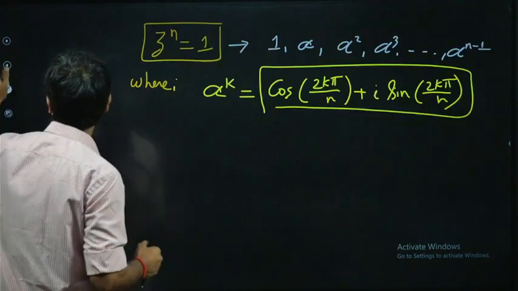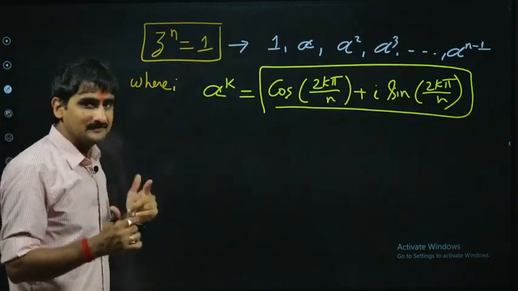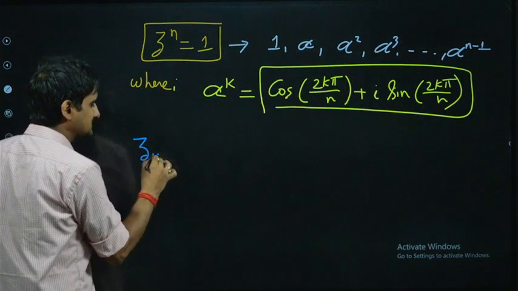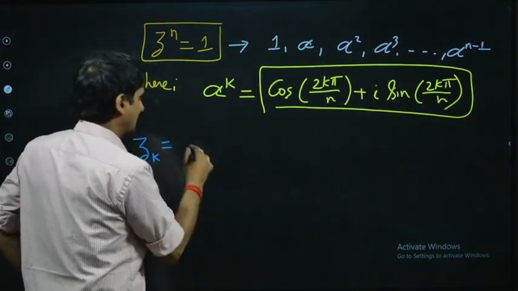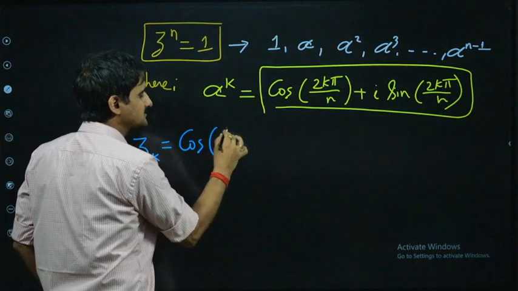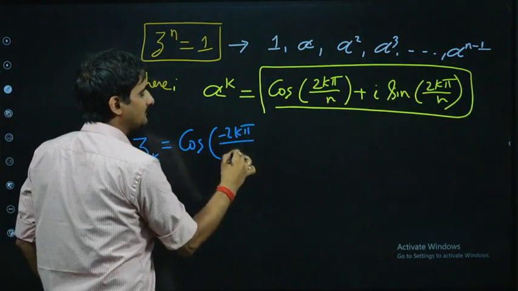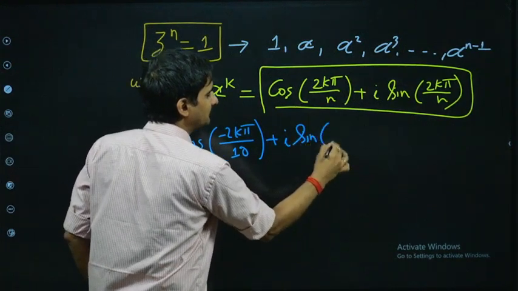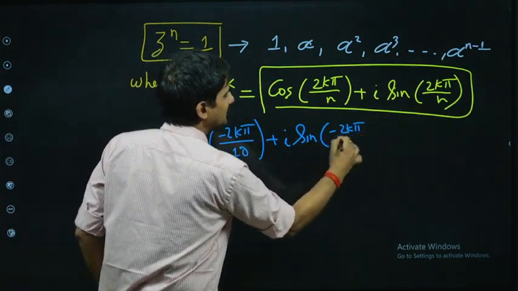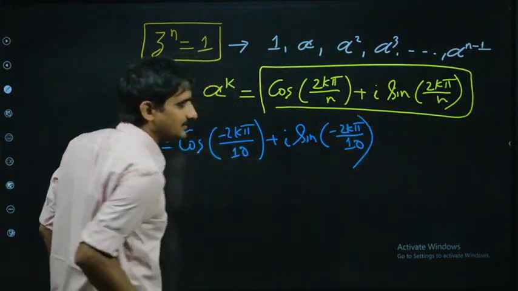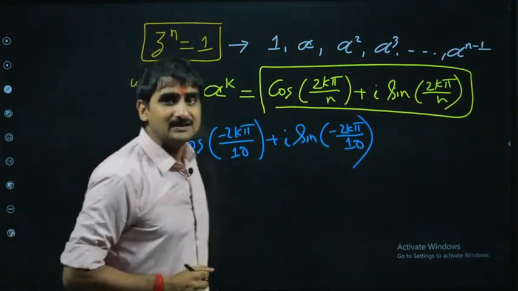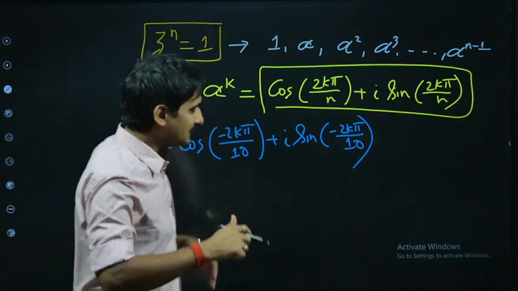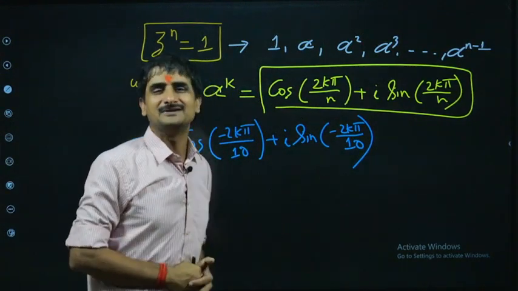So of course I will say yes, that's the point. But then let us write z subscript k as cos of minus 2k pi by 10 plus iota times sine of minus 2k pi by 10. Now, how does that make a difference? That makes a difference again when we go to the geometrical aspect.